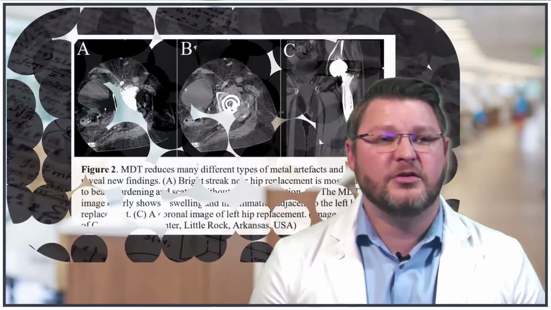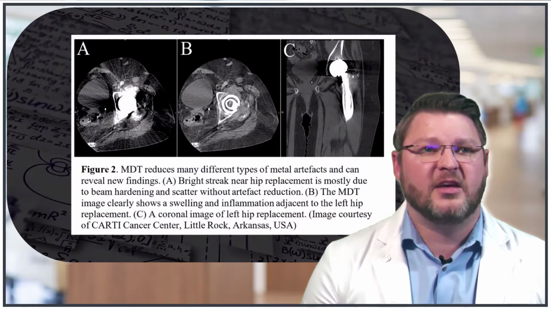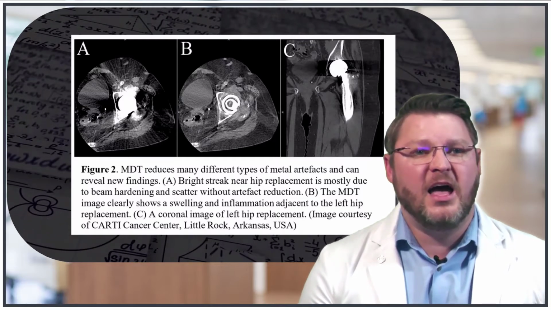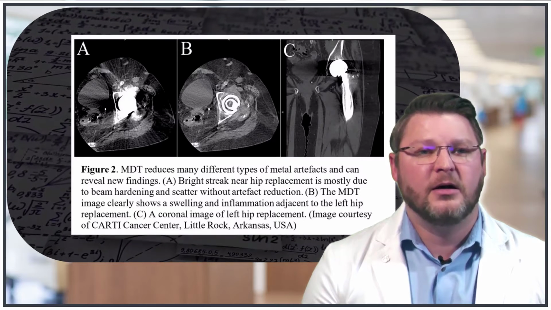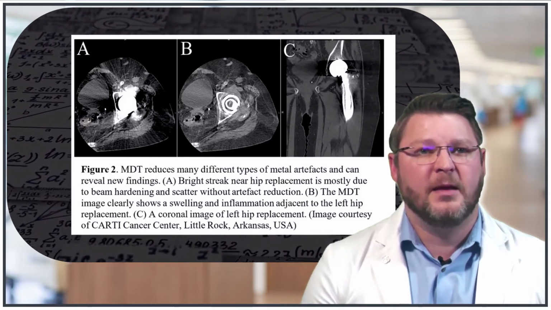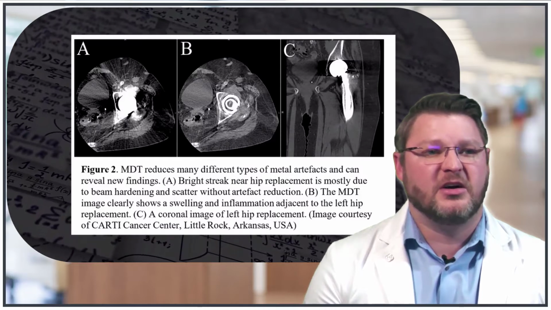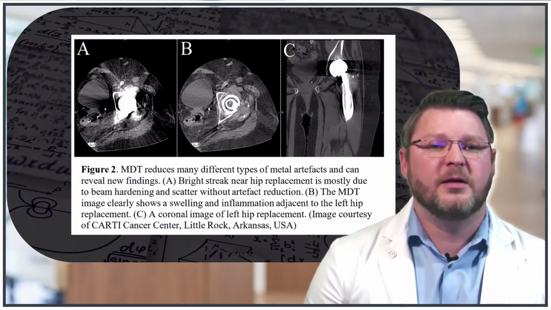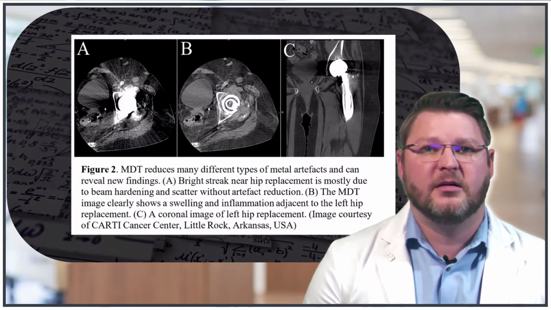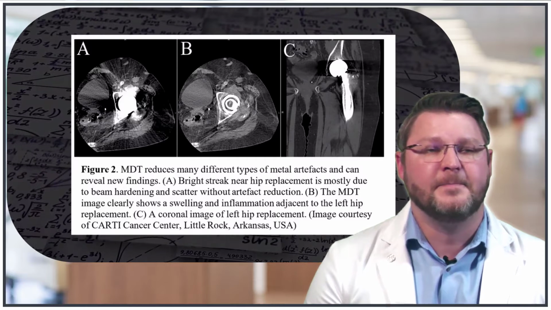It is particularly important to remove all metallic objects from the scan field of view to reduce metal artifact and to improve overall image quality. If you look at figure 2 here, this is a CT scan through the hip. Image A, there's bright streaks near the hip replacement, most likely due to beam hardening and scatter without artifact reduction. Image B, artifact reduction is turned on. Image clearly shows swelling and inflammation around the hip. C is a coronal image of the hip replacement with metal artifact turned on.